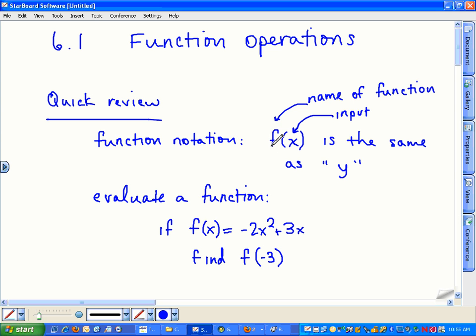Now, this F can change. You can name a function whatever you want. Normally, it's named F, but that letter can change to whatever letter. And what's inside the parenthesis, the input, what do you do with the inputs? Like if this were a 2 right here, like this problem right here. What do you do with this negative 3?